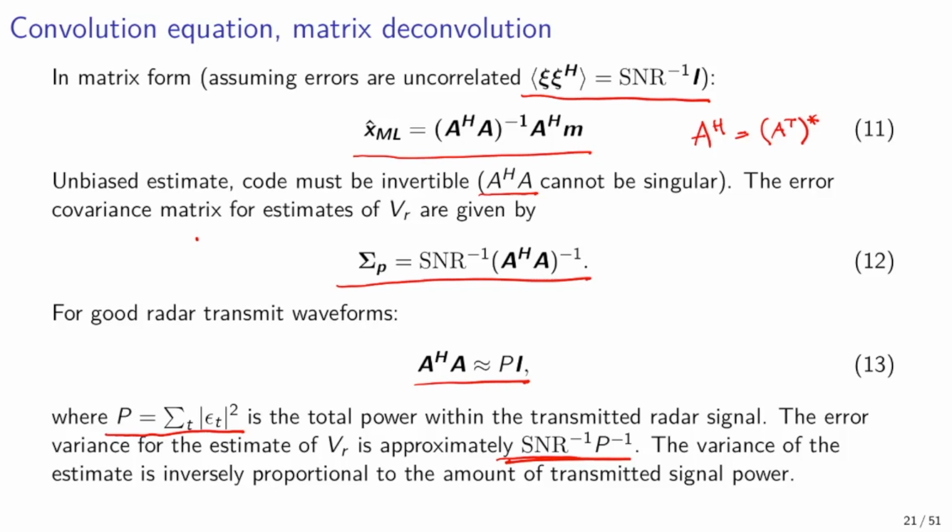Numerically, the most expensive part of equation 11 is inverting A conjugate transpose A. In practice, if a radar transmit signal is repeated, it is possible to pre-calculate most of equation 11, and the deconvolution of complex scattered voltage reduces to a matrix vector product, which is relatively inexpensive to implement numerically.